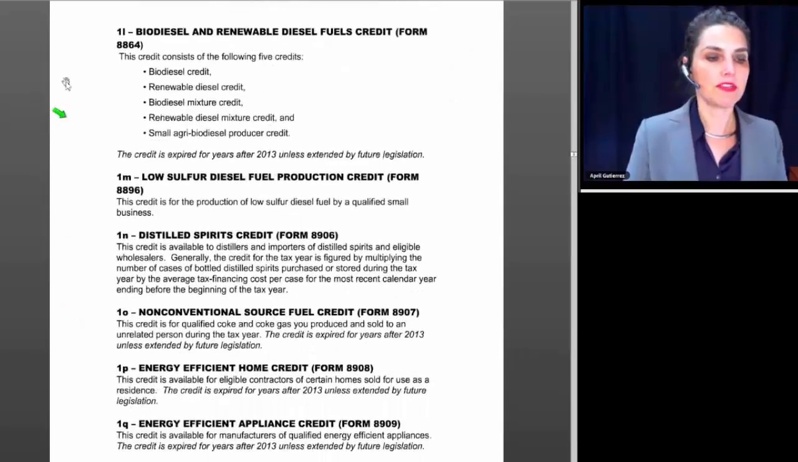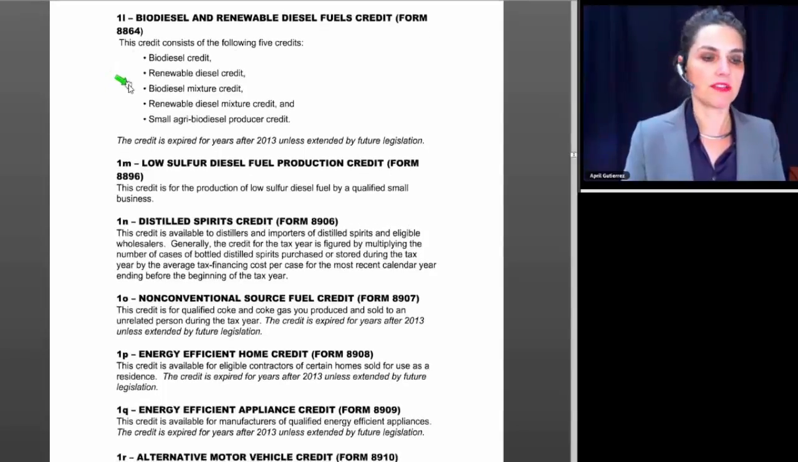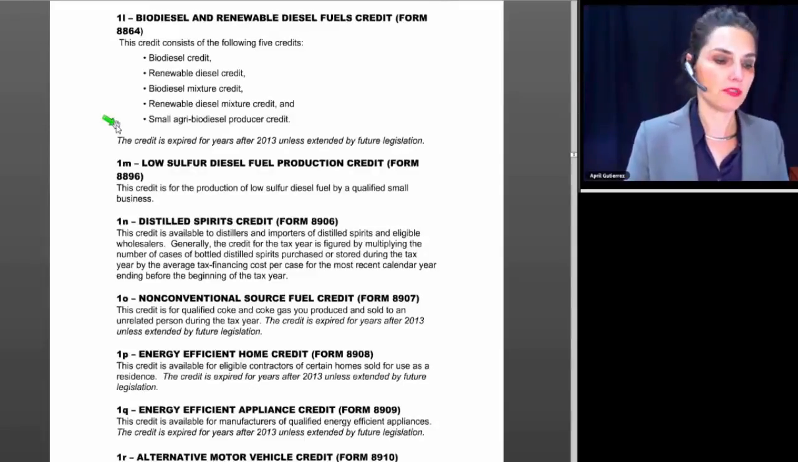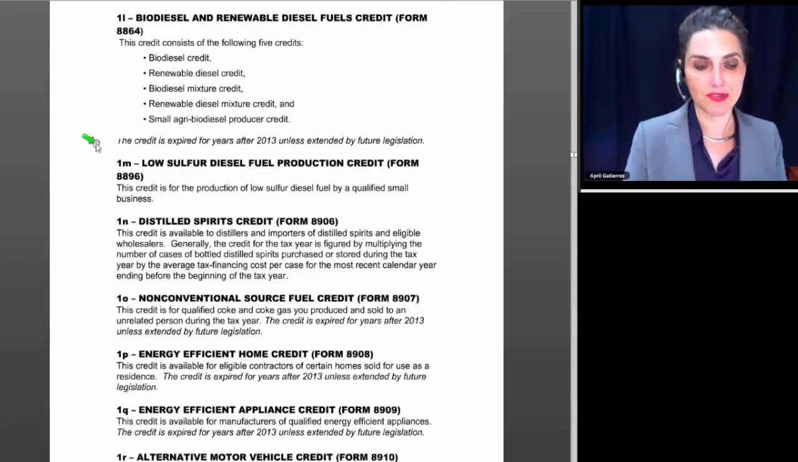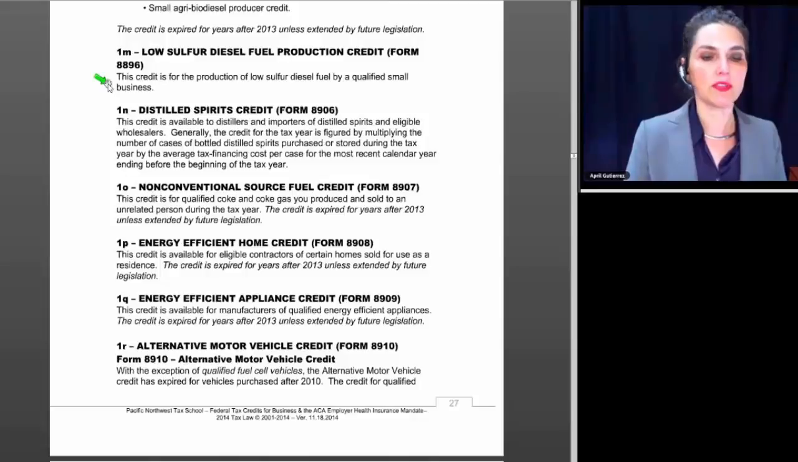Next up, we have the biodiesel and renewable diesel fuels credit. This credit consists of the following 5 different credits: the biodiesel credit, the renewable diesel credit, the biodiesel mixture credit, the renewable diesel mixture credit, and the small agro biodiesel producer credit. Again, it's an energy credit, and it has expired as of 2013 unless it gets extended. Number 1M, low sulfur diesel fuel production credit. This credit is for the production of low sulfur diesel fuel by a qualified small business.